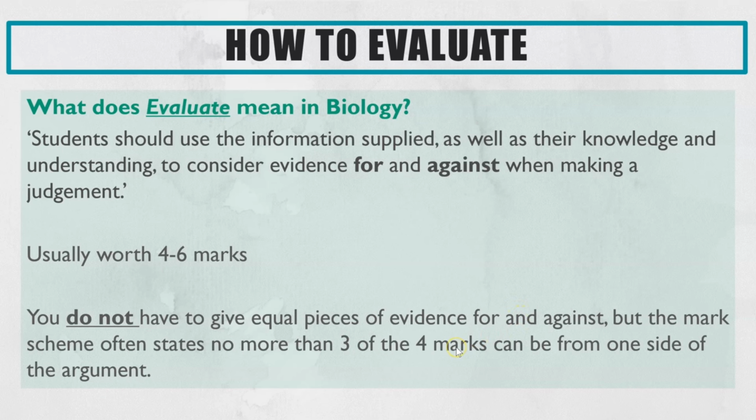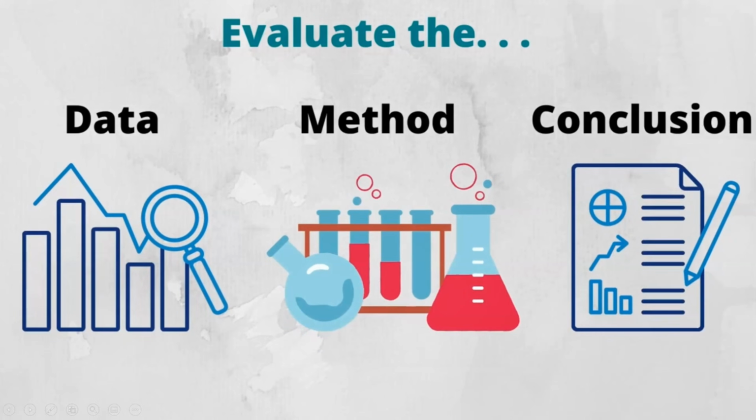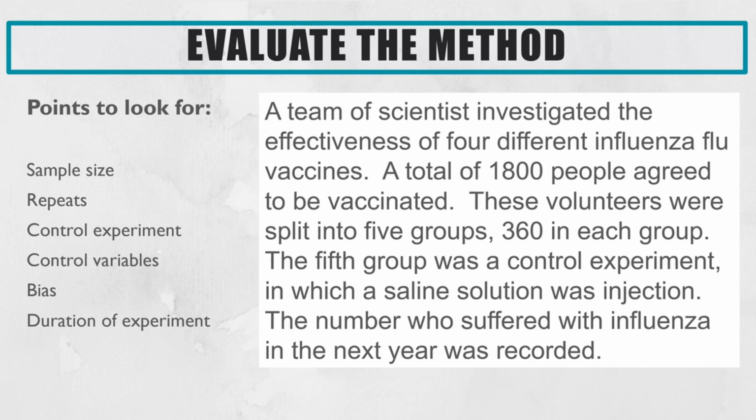But if it was a 4-mark question, then 3 of those 4 marks would be the maximum you'd be allowed to have on either side, for or against. So it doesn't have to be balanced, but you can't just provide evidence for or just against. And there are 3 key examples that I'm going to be going through: evaluating the data, the method, and the conclusion. Those are the key questions that you'd see.